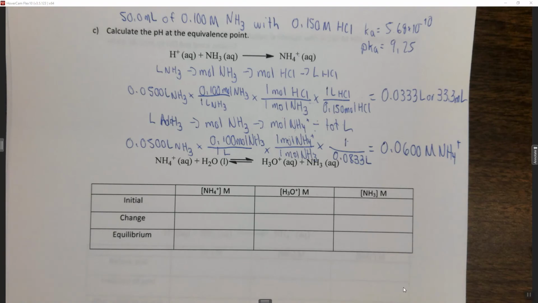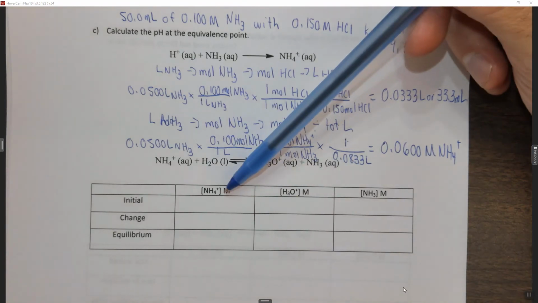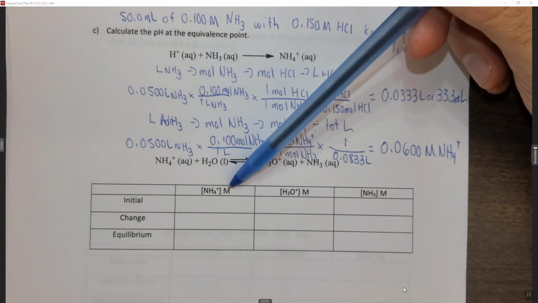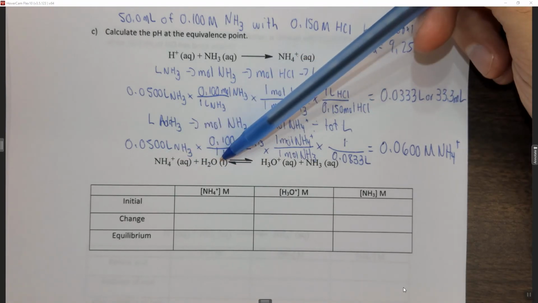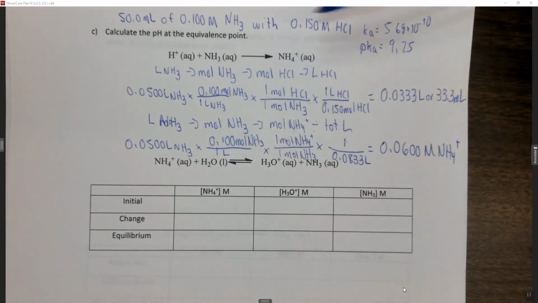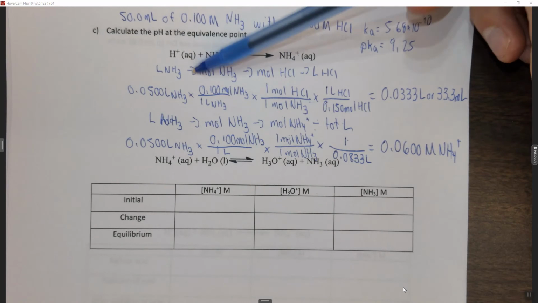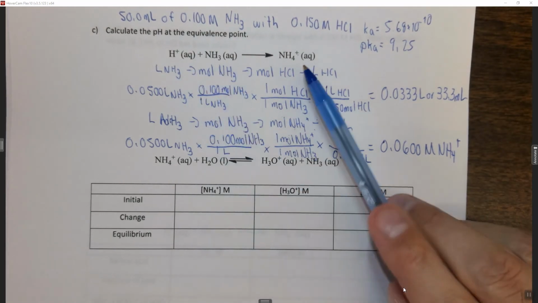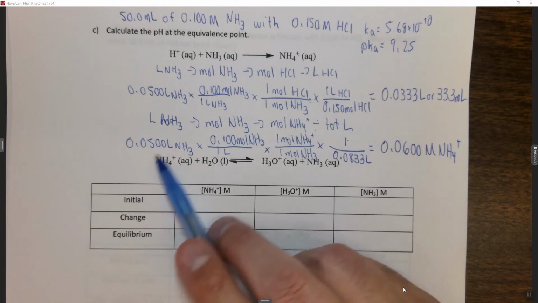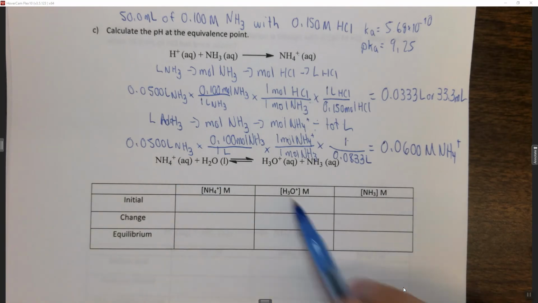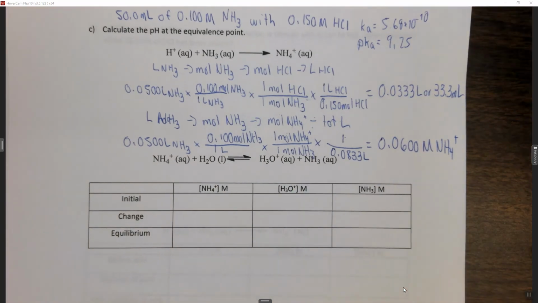So all that math now allows us to do the same thing that we did in the previous chapter. We now know the initial concentration of NH4 plus here, and this NH4 plus is going to interact with water. Note that the H plus is gone. Okay, the H plus from the acid is gone because it's all formed with the NH3 to form NH4 plus. So the only pH change here is going to be from the NH4 plus interacting with the water itself to form H3O plus and NH3.